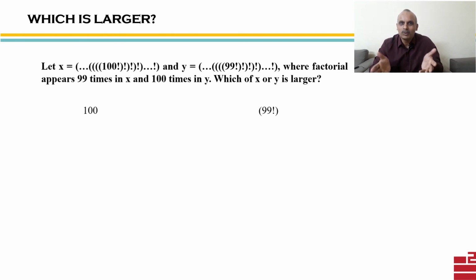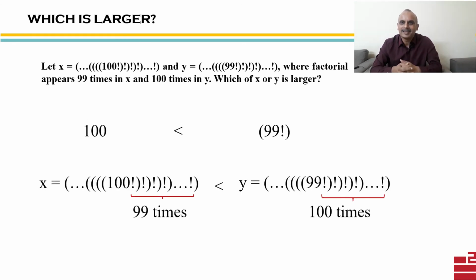Obviously 99 factorial, because that's a product of the first 99 natural numbers. And therefore we see that 100 is less than 99 factorial, and therefore X is less than Y. It was a short and sweet question, but it was not easy to solve.